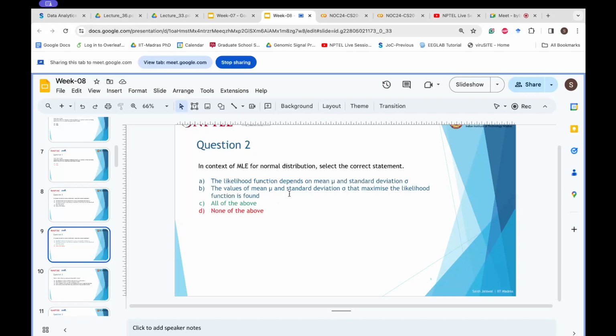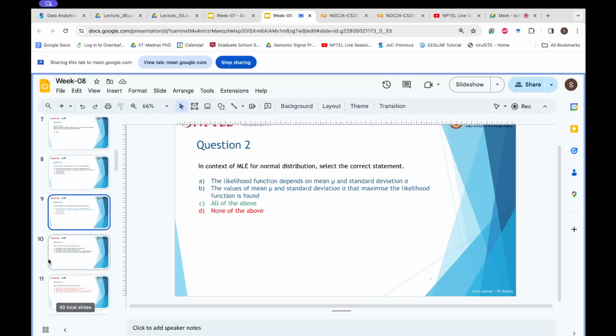Then the value of mean mu and standard deviation sigma that maximizes the likelihood function is found. Yes, that's what we do. We differentiate the likelihood function with respect to each of the unknown parameters. In the case of normal distribution, it is mean and standard deviation sigma. We differentiate with respect to mu, with respect to sigma, and then we equate to 0 to find the value of mu and sigma that maximizes the likelihood function.